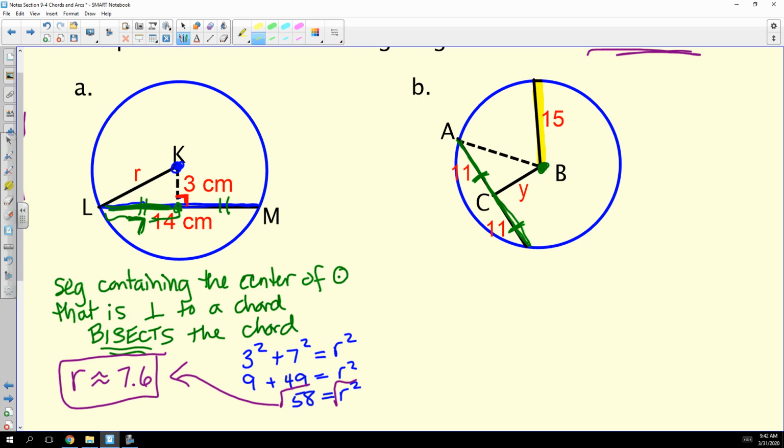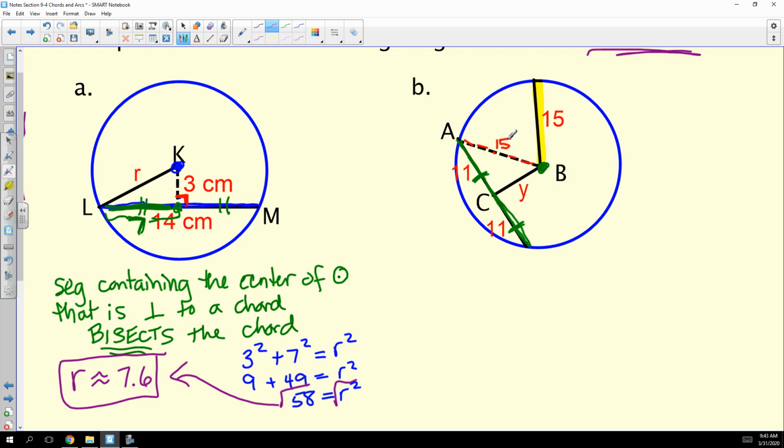And since all the radii of a circle are congruent, then this segment BA is also a radius, right? So what's the length of BA? BA has to be also 15 because all the radii of a circle are congruent.